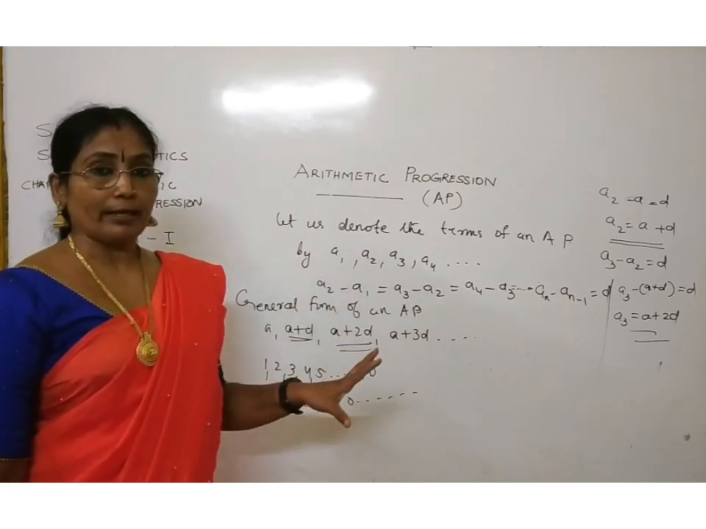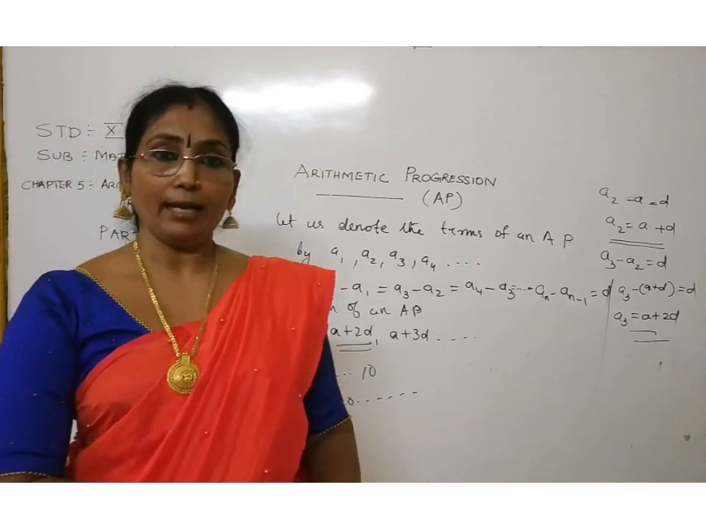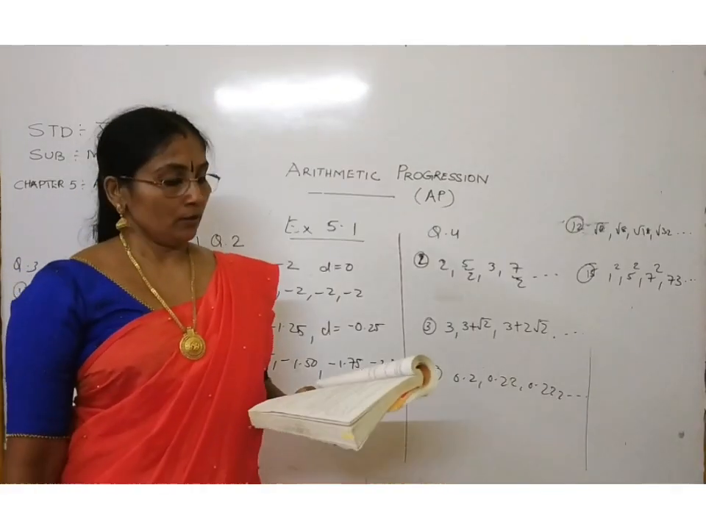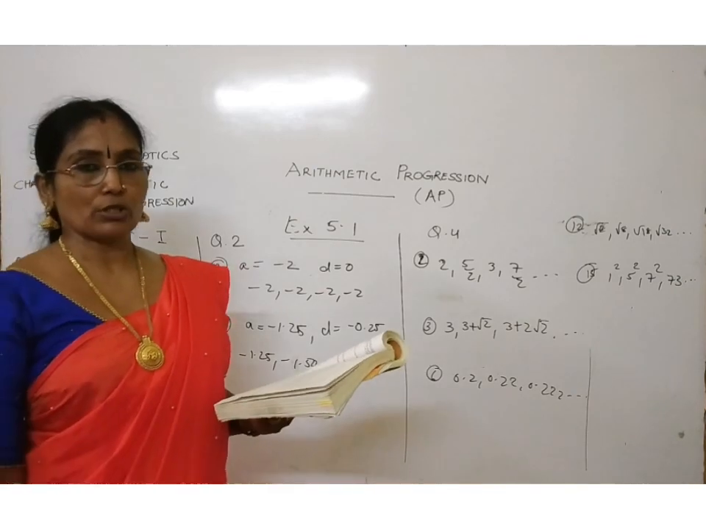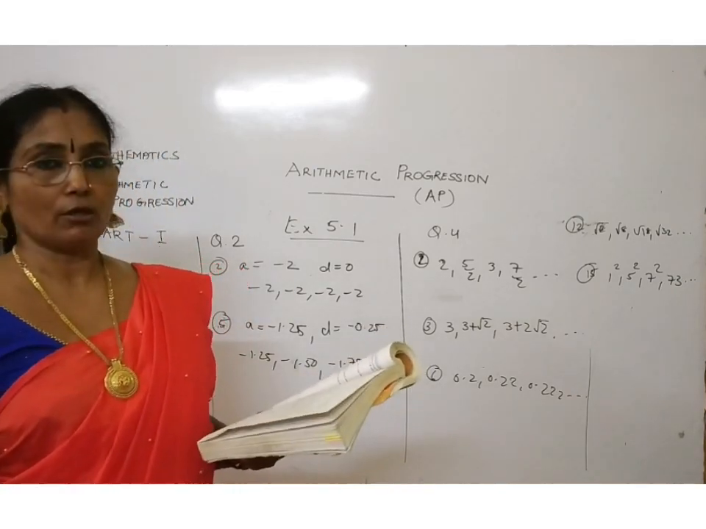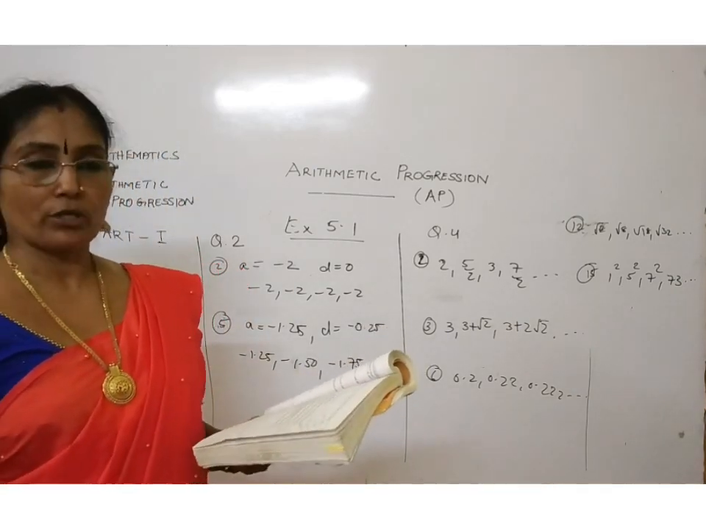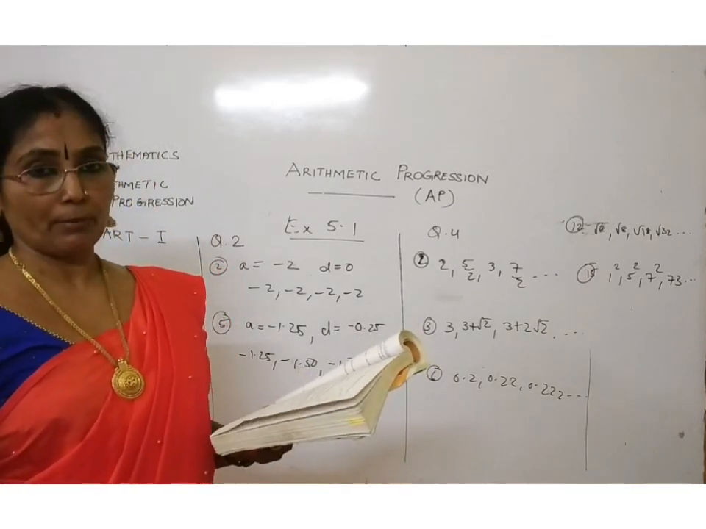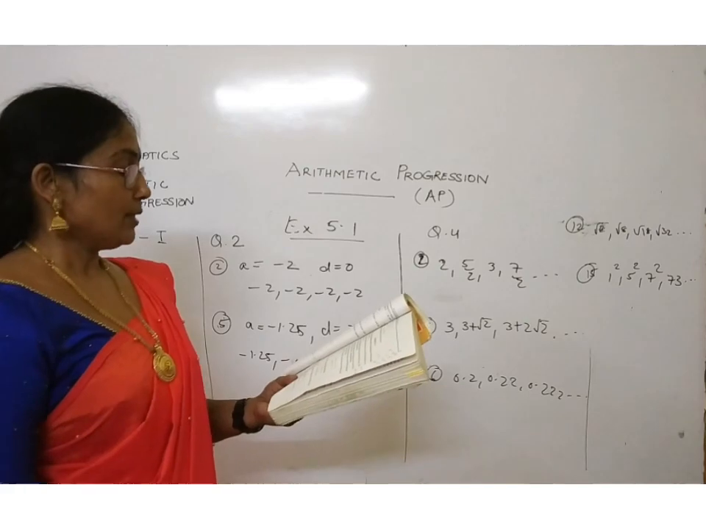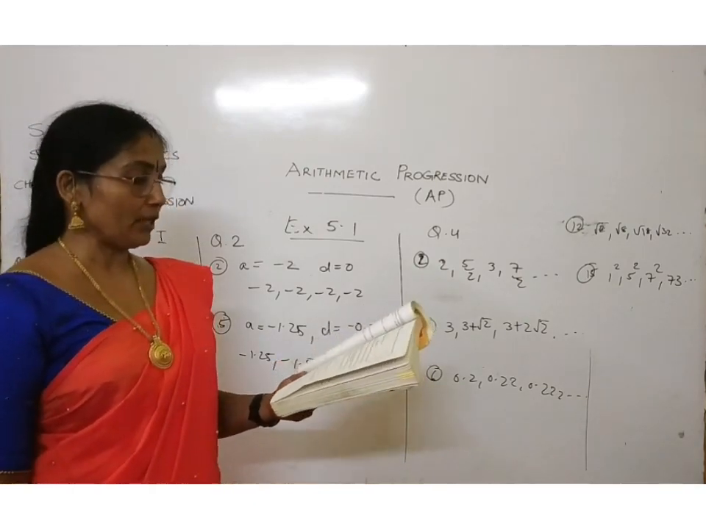Now let us look at some of the sums in the exercise. Look at exercise 5.1. Question number 1 you can do yourself because it is a practical application of arithmetic progression only. You have to check whether that is an arithmetic progression or not from the statements given. That you can do yourself. Second one, write the first 4 terms of the AP.